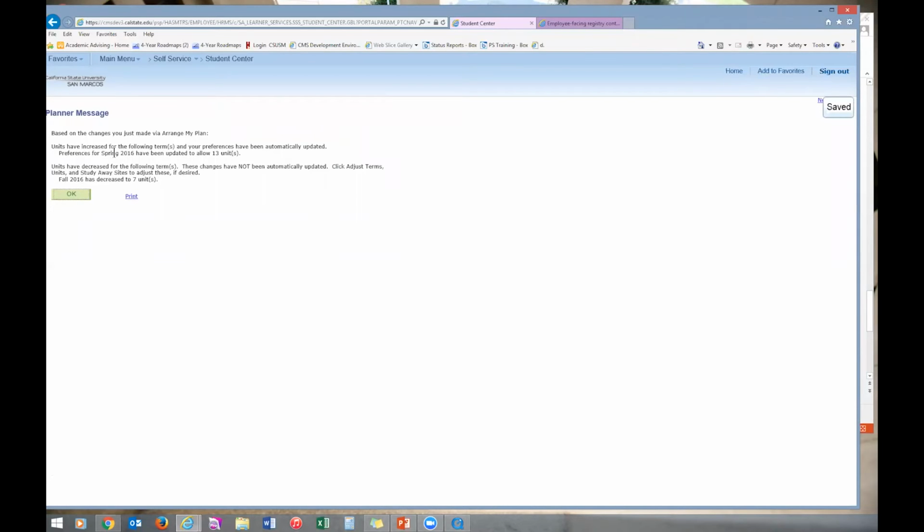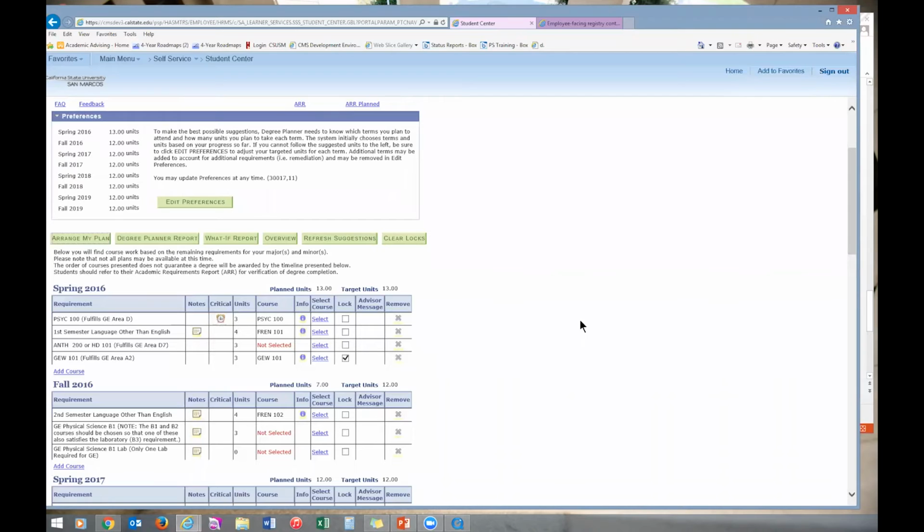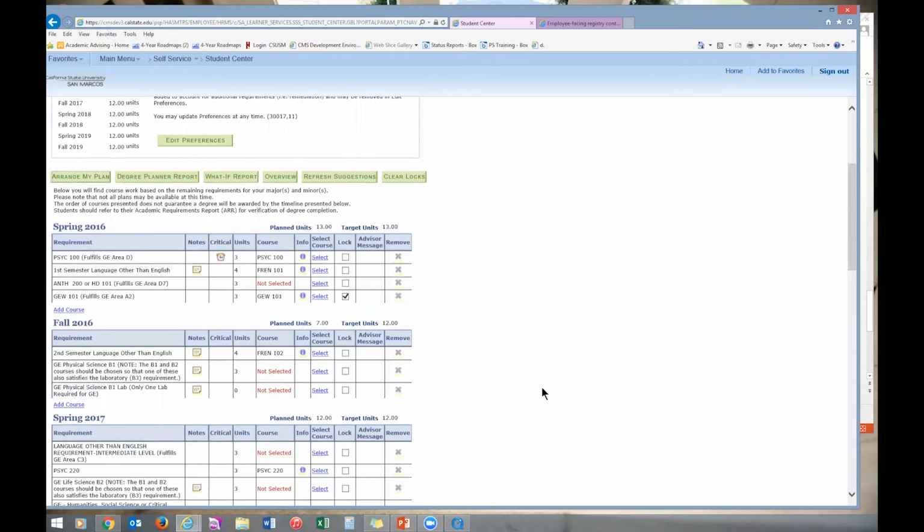And the planner will give you a clue that you've increased this to 13, but you've decreased this to 7. And the planner says, okay, student, you're in control of your own planner, so you must have done that on purpose, and I will not suggest any more classes beyond what you did. But she inadvertently did that, and she didn't mean to.